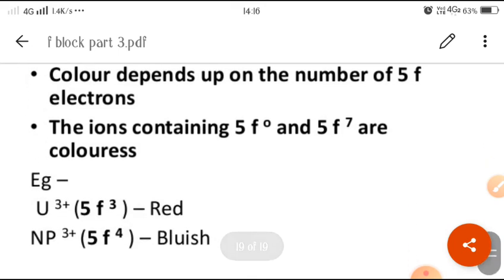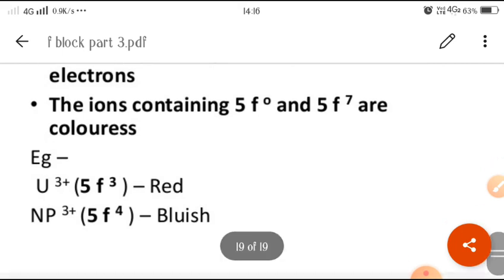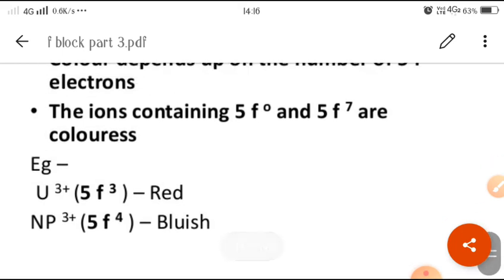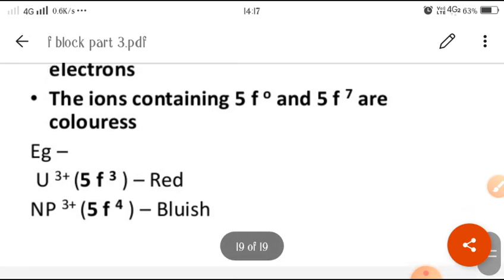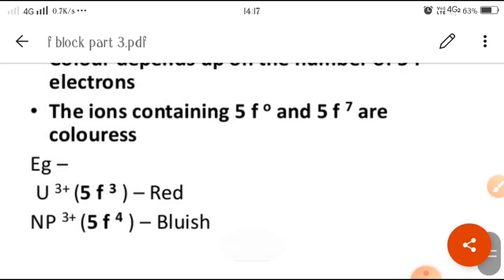बट जहाँ पे 5f 0 है, 5f में 7 है या 5f में 14 इलेक्ट्रॉन है, वो कलर शो नहीं करते क्योंकि वहाँ f-f ट्रांजिशन नहीं हो सकता. बट 5f यानी कि एक्टिनॉइड की प्रॉपर्टीज ज़्यादा नहीं पता है. They are highly radioactive और उनका स्ट्रक्चर बहुत ज़्यादा कॉम्प्लेक्स होता है. So this is about d and f block elements.